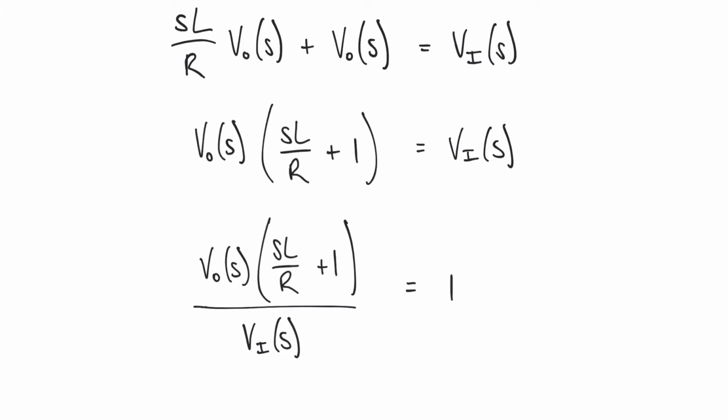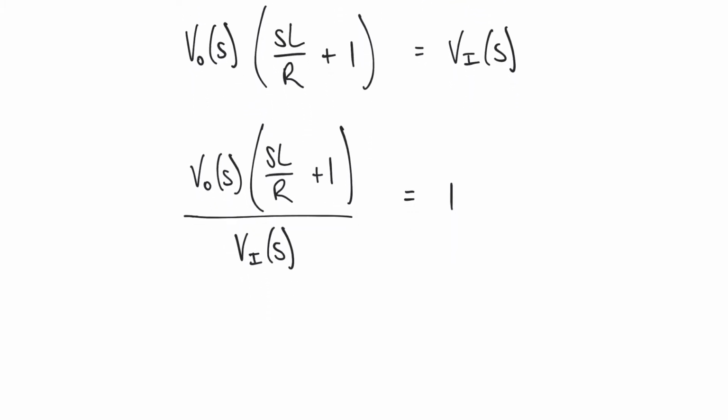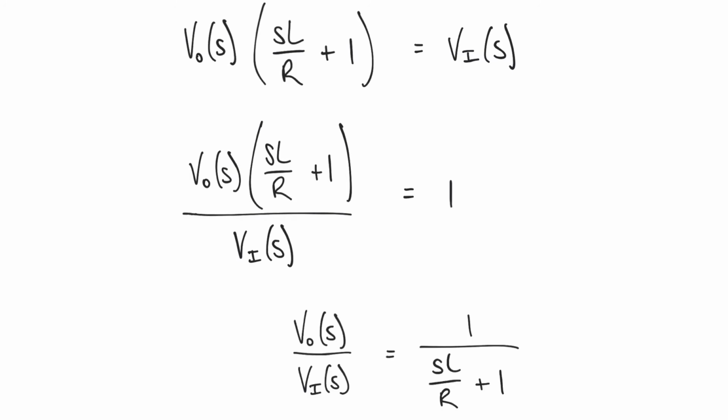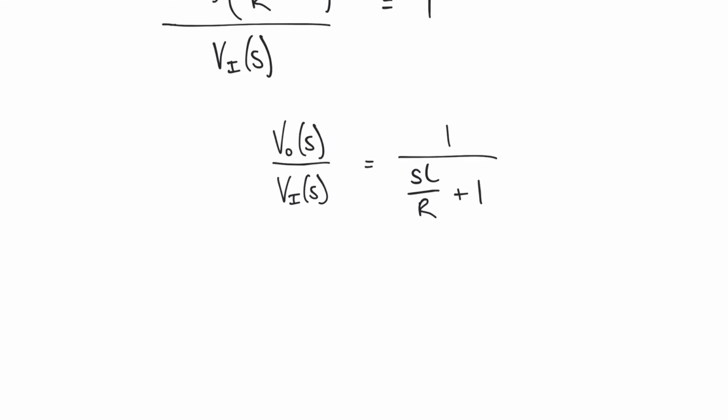We get something that looks like this. And then divide both sides by that bracket, and we get something that looks like this. And so our transfer function in this case is expressed by this 1 over SL over R plus 1. Now, the way that this fraction is presented here, we've got these nested fractions. There's a fraction in the denominator of the fraction, which I don't really like so much.